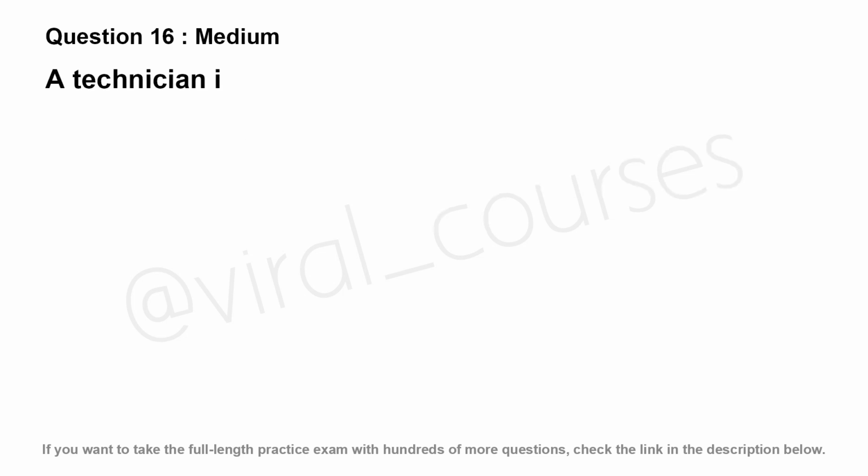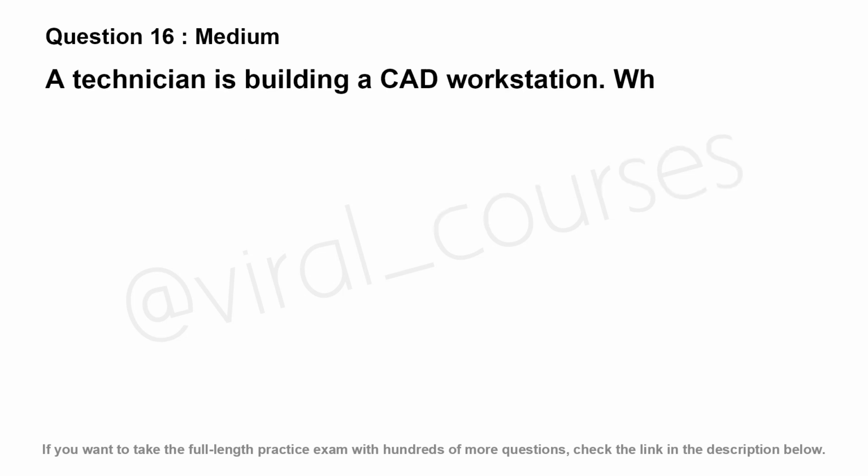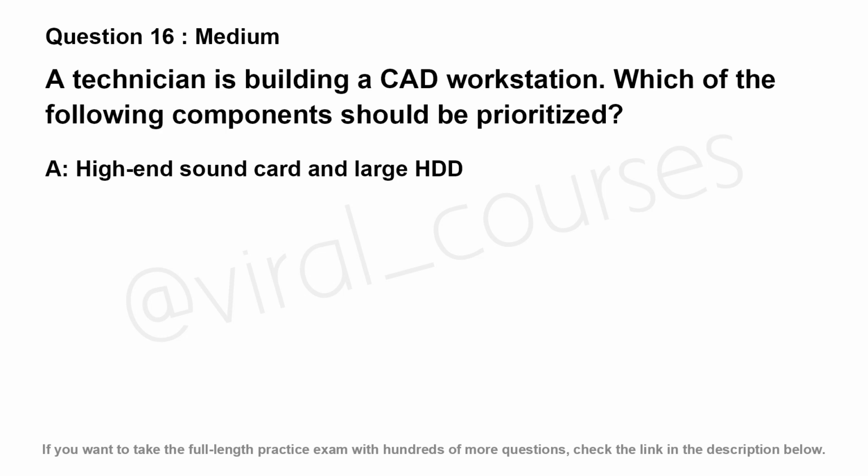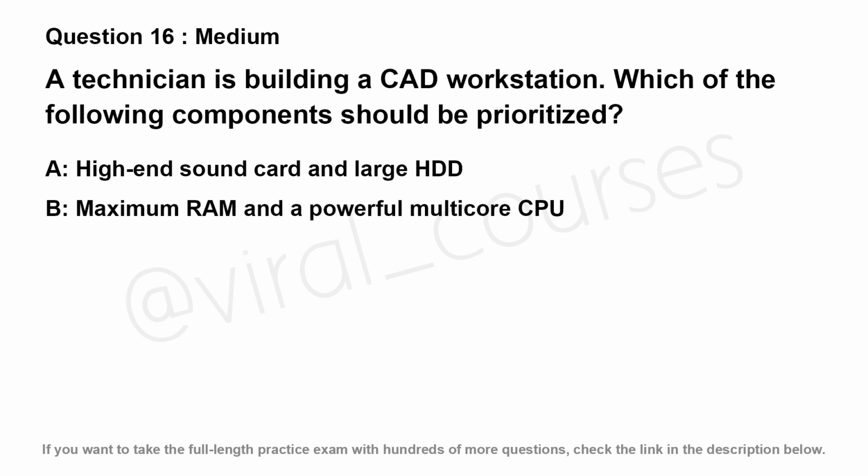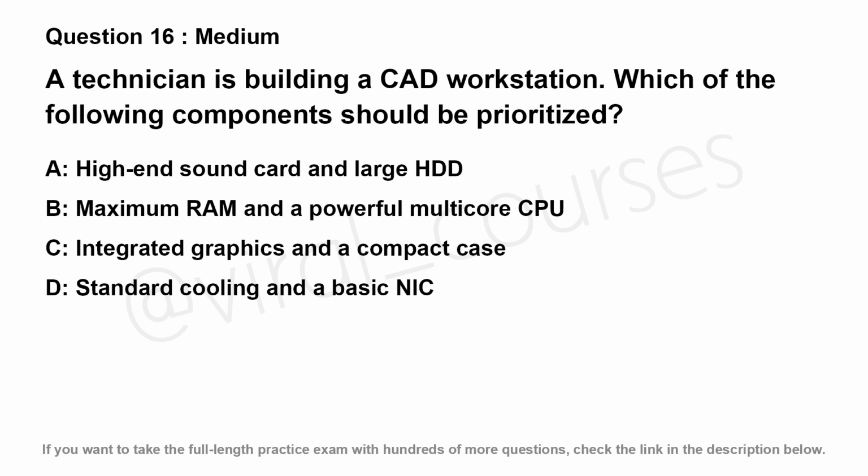A technician is building a CAD workstation. Which of the following components should be prioritized? Option A, high-end sound card and large HDD. Option B, maximum RAM and a powerful multi-core CPU. Option C, integrated graphics and a compact case. Option D, standard cooling and a basic NIC.